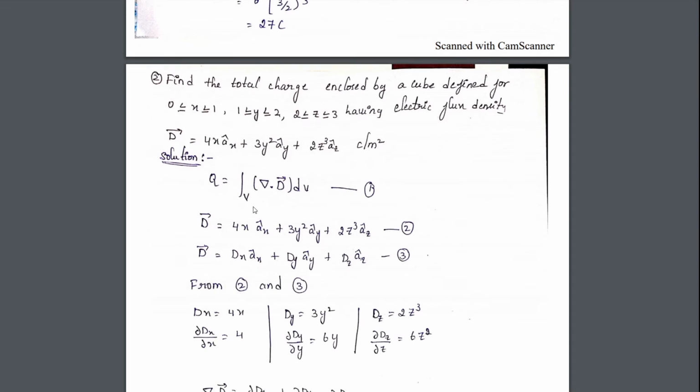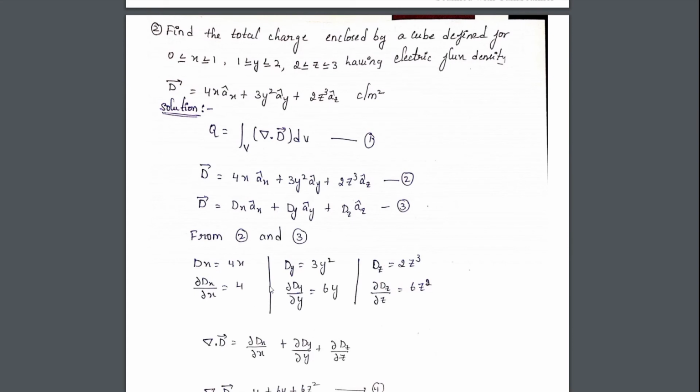They have given a differential cube, and you need to calculate the total charge enclosed by that cube. X, Y, Z, all three are varying, and the electric flux density in that particular portion is specified in Cartesian coordinates. So D is given and the cube sides are given, which are varying. For this D and the variables X, Y, Z, you need to calculate the total charge.